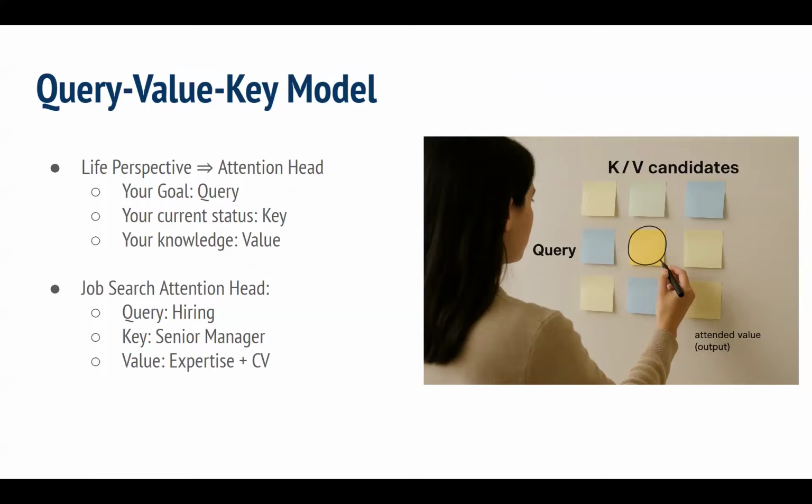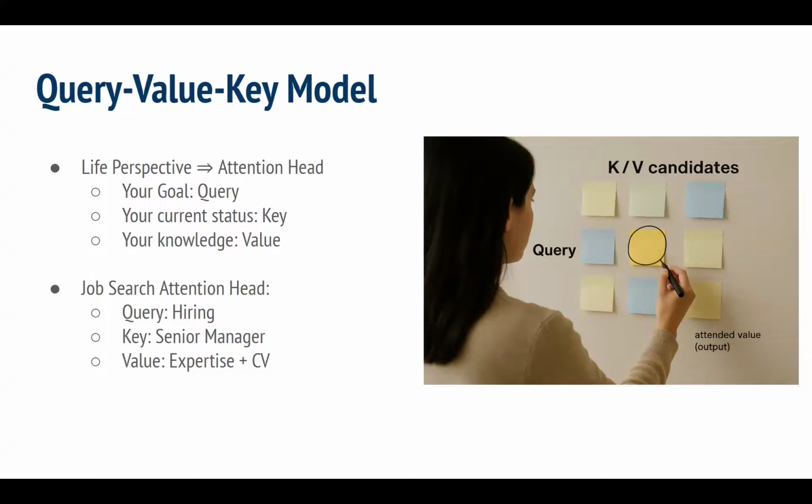In that model, the life perspective is called an attention head. Your goal in that perspective, or in that attention, is called the query. Where you are in life in that perspective is called the key, and your value is just your knowledge, your status in life, your contacts, your money, and everything, basically your whole life.